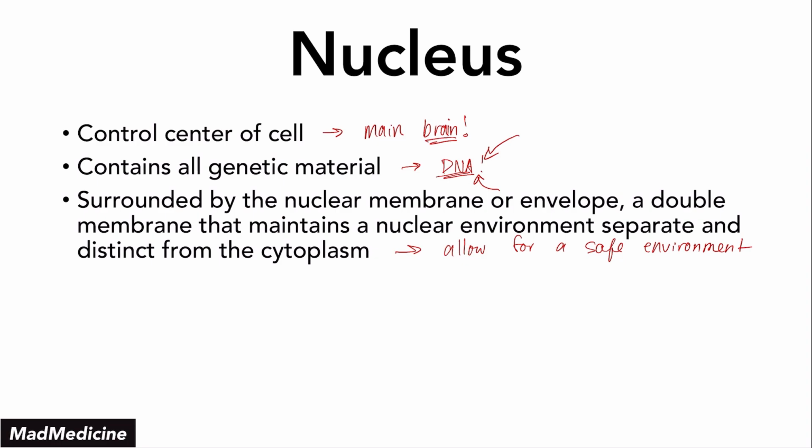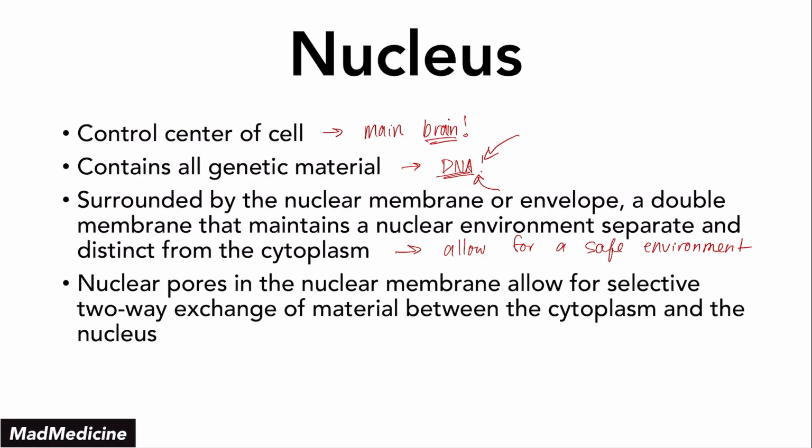How does that happen? Well, in the nucleus, you have pores in the nuclear membrane, and these pores allow for selective two-way exchange of material between the cytoplasm and the nucleus. Very, very important because this allows for proper cellular function. You see, if the genetic material was not able to be moved from the inside to the outside, we would not really be able to do anything.